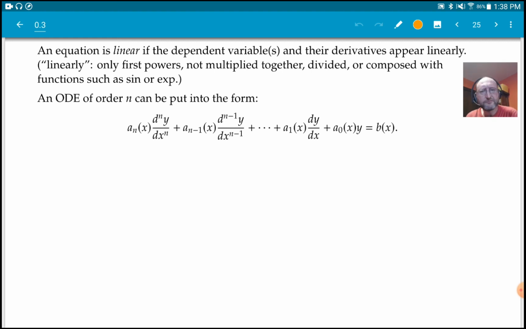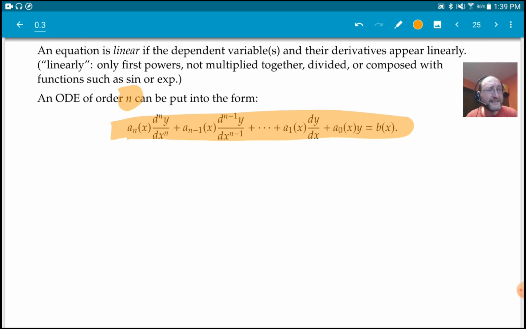If you have, let's say, an ODE of order n, so the nth derivative is the highest derivative that appears, you can always put a linear equation into a form like this. Basically, the nth derivative of y appears linearly, so it's never multiplied by some y or some first derivative in y or something like that.